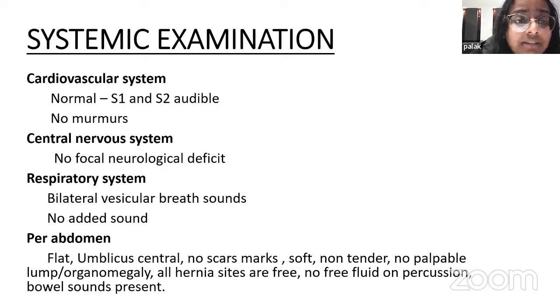Coming to systemic examination, cardiovascular system, there was normal S1, S2 audible with no murmurs, no focal neurological deficit in central nervous system, respiratory system, bilateral vesicular breath sounds, and no added sounds. Per abdomen also, there was no significant finding. The abdomen was flat, umbilicus central, no scar marks. It was non-tender, no palpable lump or organomegaly. All hernia sites were free, no free fluid on percussion, and bowel sounds were present.